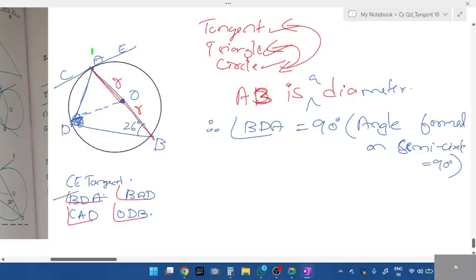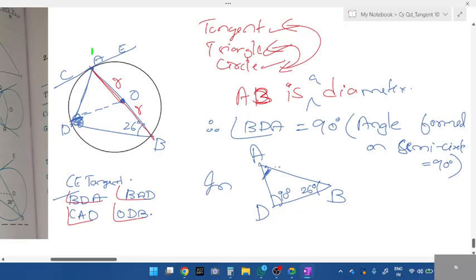Next, first one is done. BAD. What is BAD? If they ask BAD, which triangle do we need to take? Respond, all of you. If they ask BAD, we have to take triangle BAD, right? In that, what is the D value? D is 90, B is 26, right? Which formula do we apply to find A? Sum of interior angles.